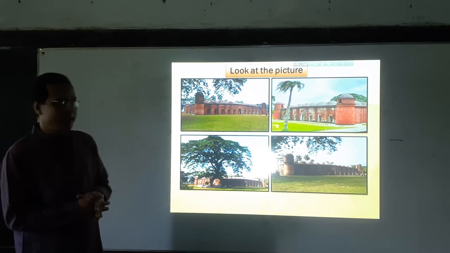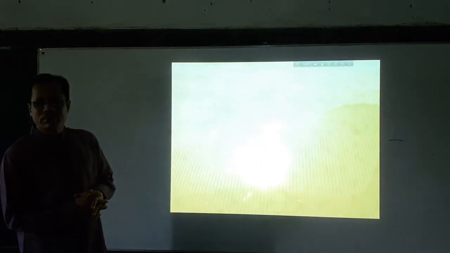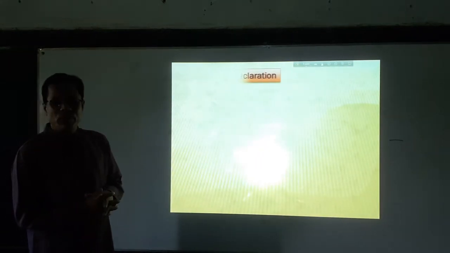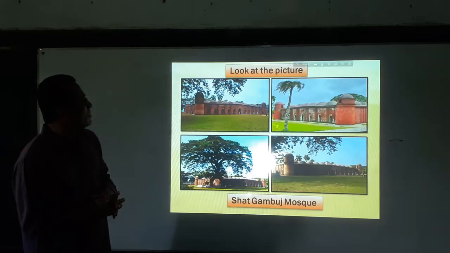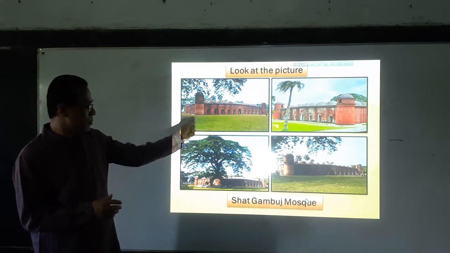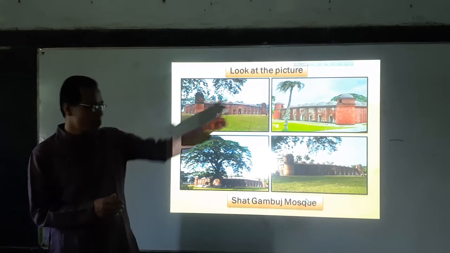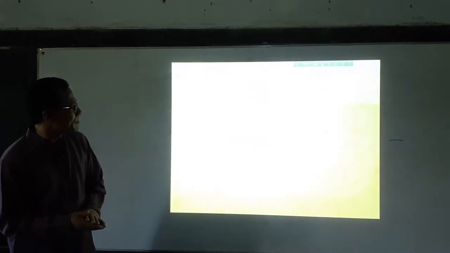What can you see in this picture? Next. Shait Gumbus Mosque. Look at this picture. What is the picture about? You can see four kinds of pictures. This is called Shait Gumbus Mosque. Next.